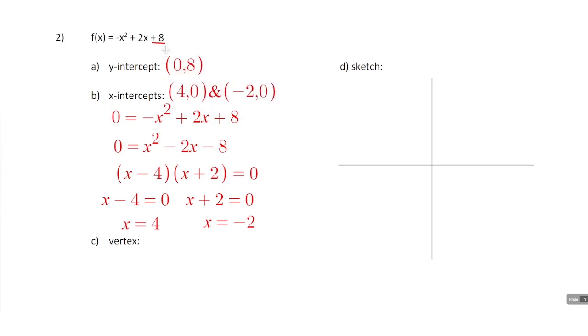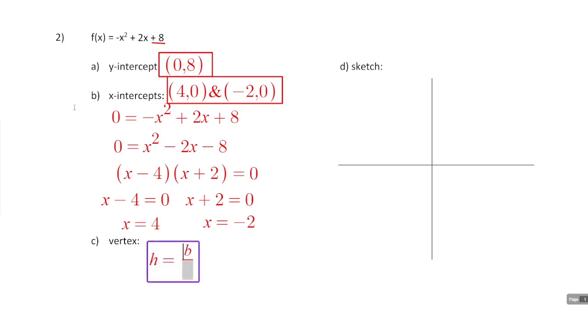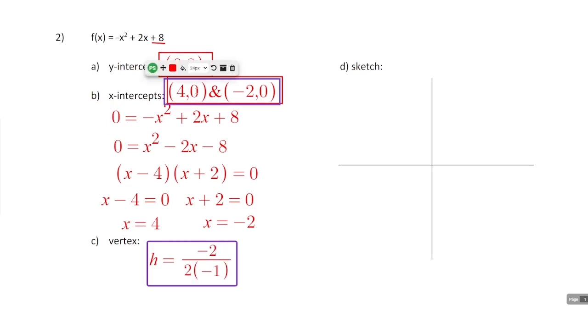All right, next up is the vertex. So the vertex is going to be the point that is either the maximum or the minimum of the graph. The x-coordinate can be found by -b over 2a. So b here would be, well, let's go back to the original function here. It would be 2, and then a is -1. So -2 divided by -2 is +1.